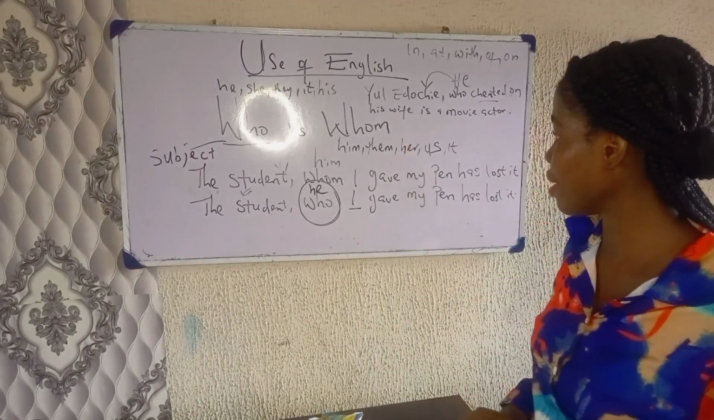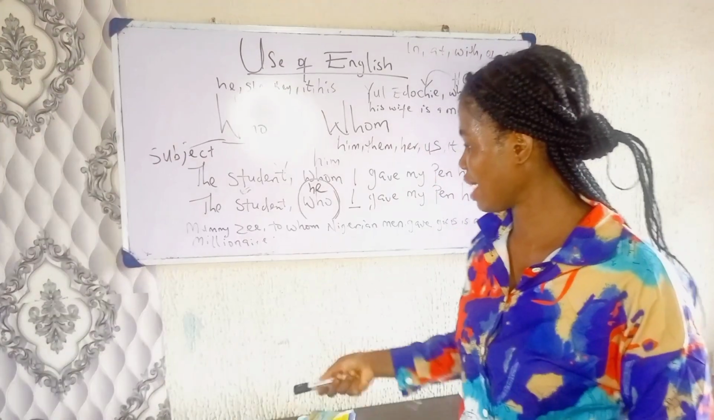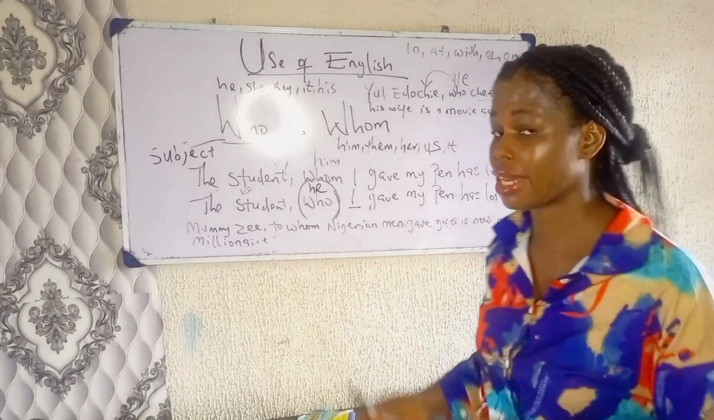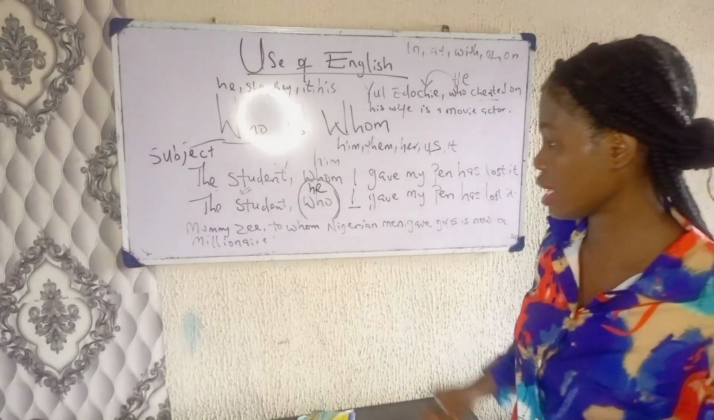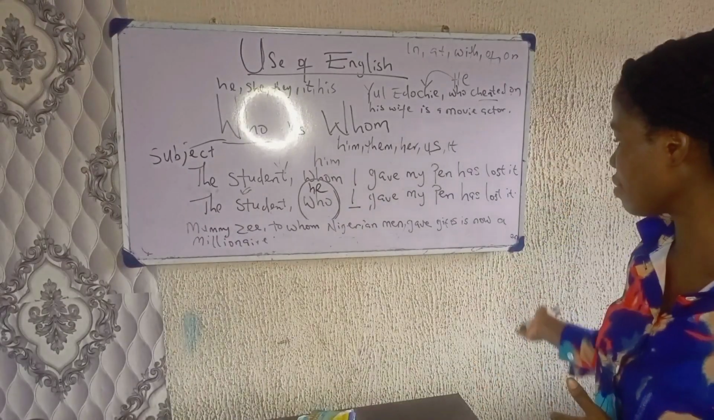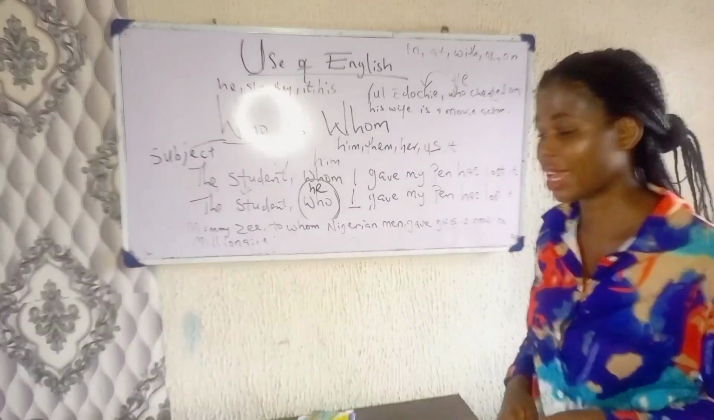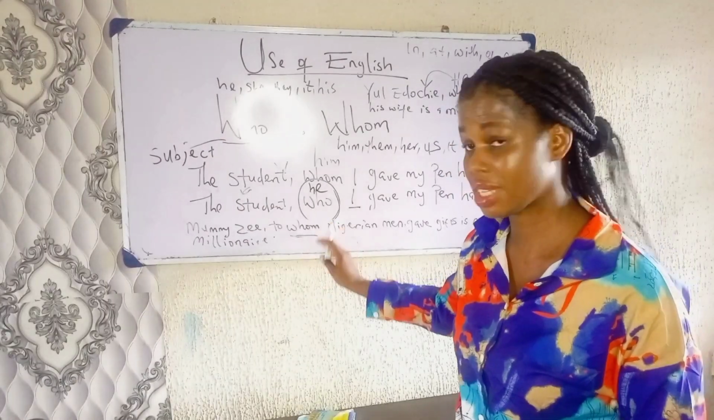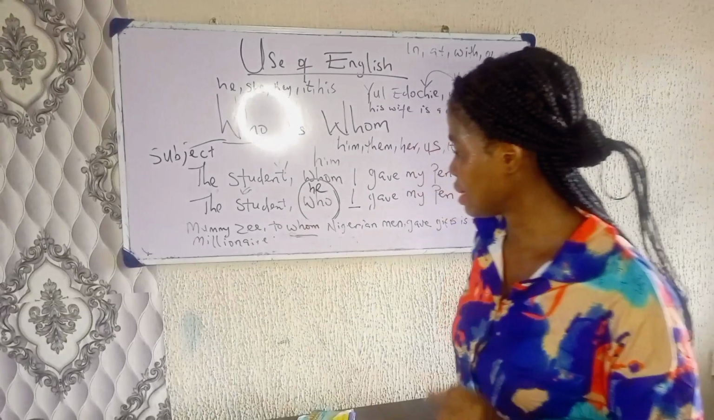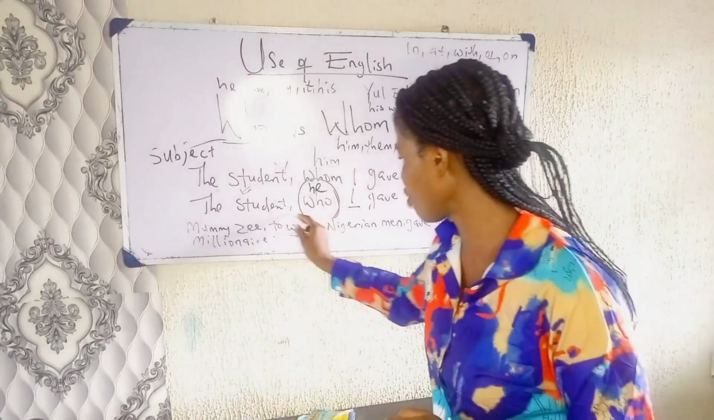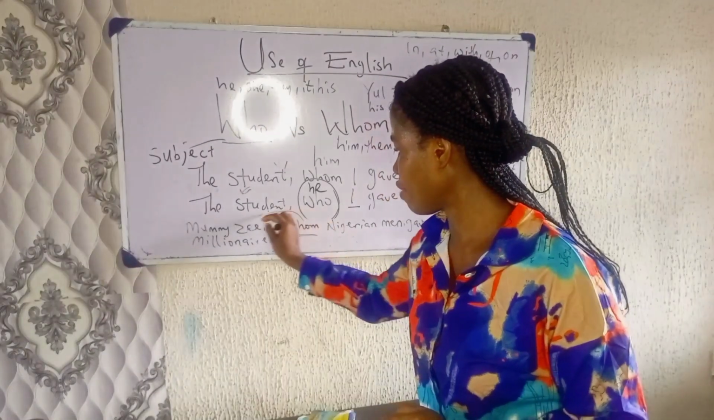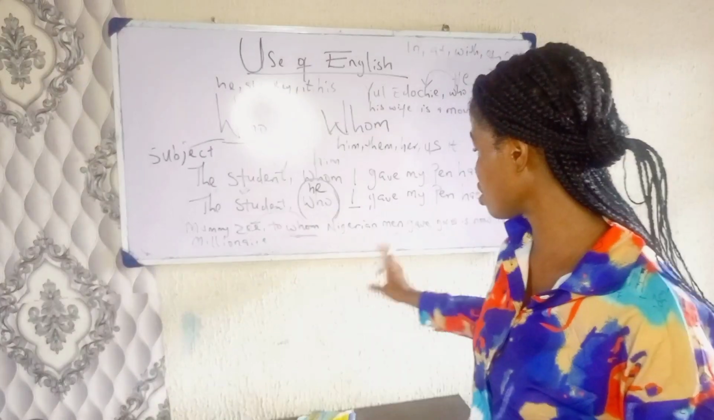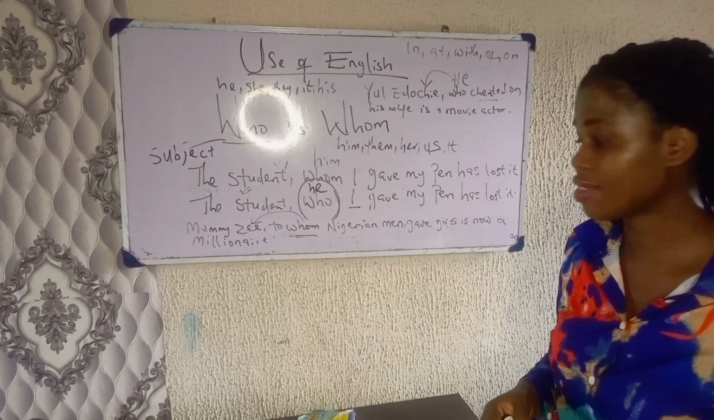Now, let's see another example. Mami Z, to whom Nigerian men gave gifts, is now a millionaire. Is whom correctly used in this sentence? Of course, it's correctly used. First, it comes after a preposition. Second, it refers to the receiver of the gift, the person that received the gift.